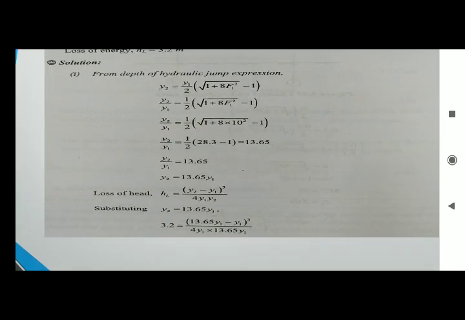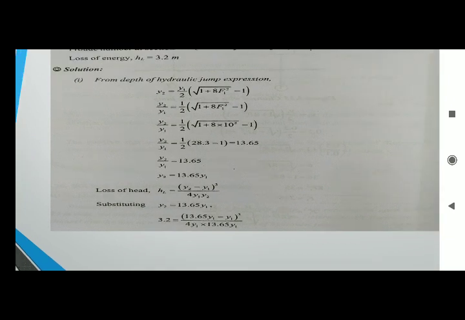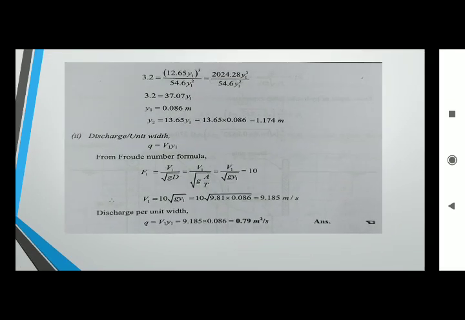I am substituting y2 in terms of y1. y2 is equal to 13.65 times y1. So instead of y2, if I substitute 13.65 y1, then I am converting that head loss formula in terms of y1. If everything is substituted in y1, then I will get y1 as 0.086 meter.